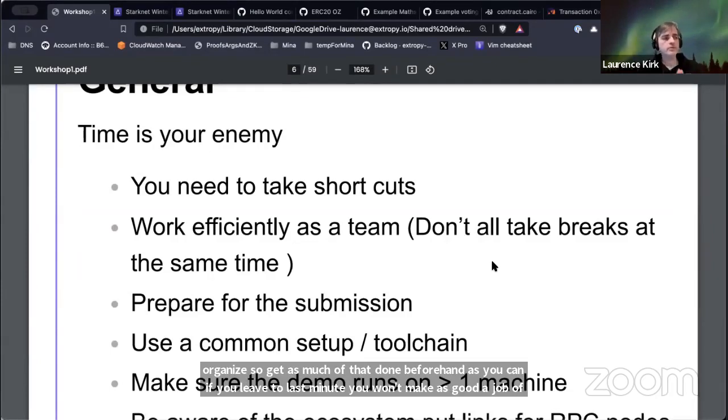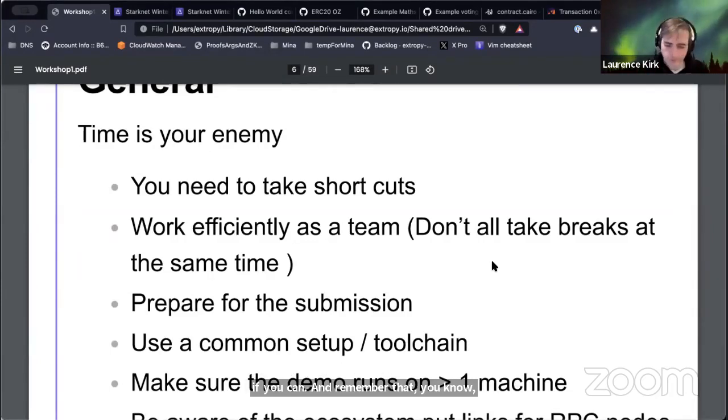And remember that, even if you could make a fantastic project, if you haven't got that in your submission, if you're late with your submission, then the world won't know about that. So make sure you're completely prepared for the submission.